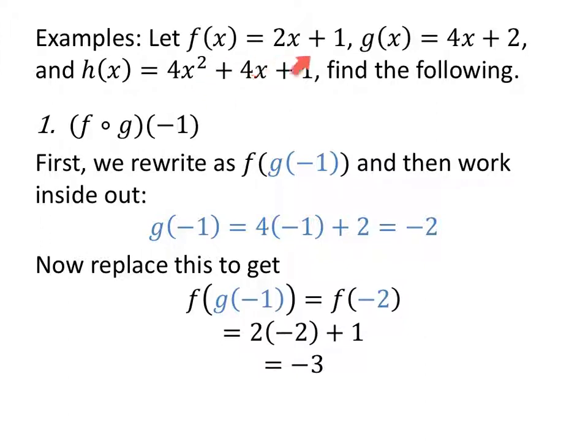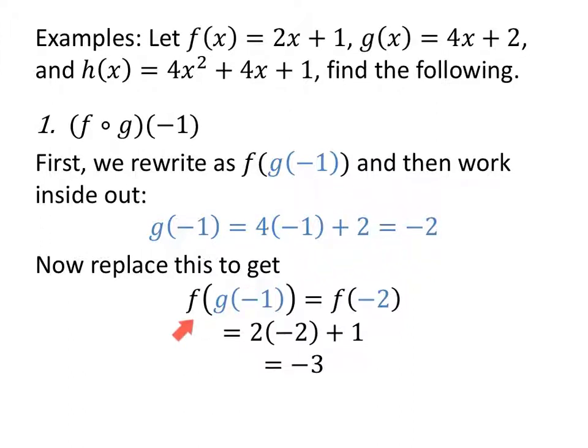Going back to our same f, g, and h functions, if I wanted to find the composition f composed with g at -1, the first thing I'm going to do is rewrite it in the same order, f, g, -1, so that's f evaluated at g of -1. Once I have it rewritten as evaluation, I'm going to work the inside out. I'm going to take g of -1. g of -1 is 4 times -1 plus 2. That's -4 plus 2, which is -2.